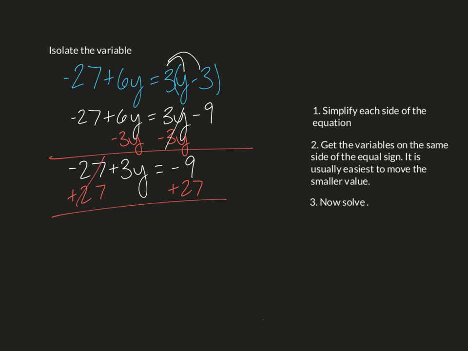When I do that, the 27 and -27 cancel out. I have a positive 3y equals 18. Hopefully you can do this last bit in your head. 3 times what equals 18? If not, we got to divide by 3 on both sides, and we end up with our final answer that y equals 6.